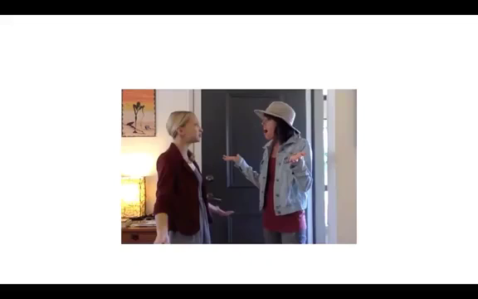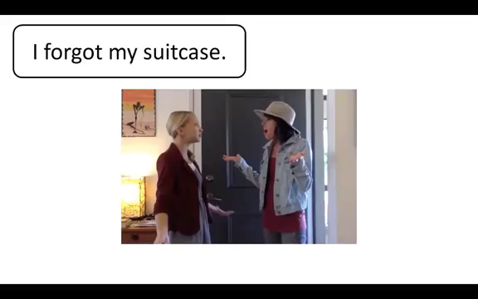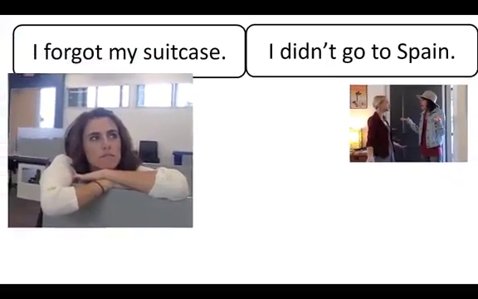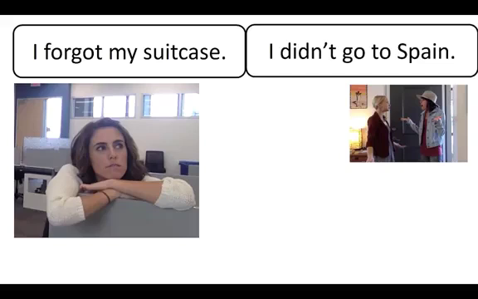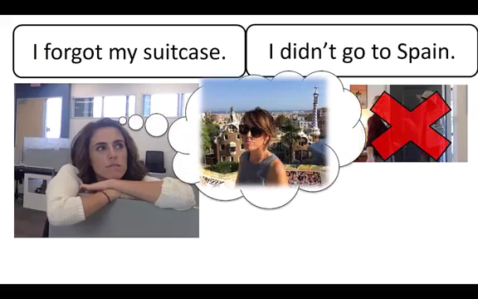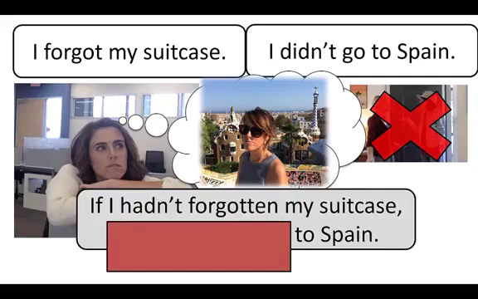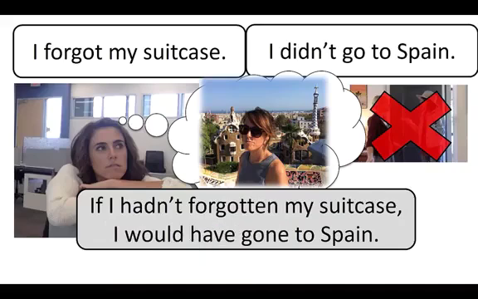You might remember from a previous lesson that I forgot my suitcase before my vacation, and as a result, I didn't go to Spain. But let's imagine a different scenario about this past event. What if I hadn't forgotten my suitcase? Remember the steps that you should follow to make the past unreal conditional. If I hadn't forgotten my suitcase, I would have gone to Spain.